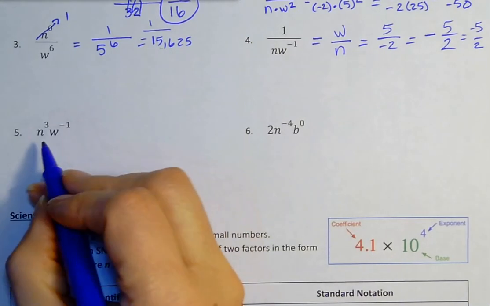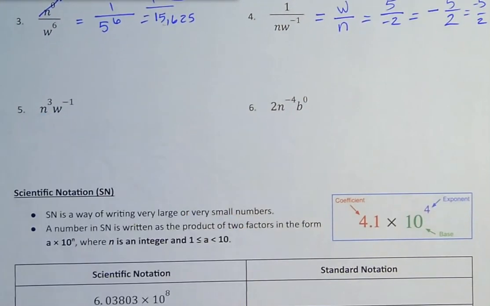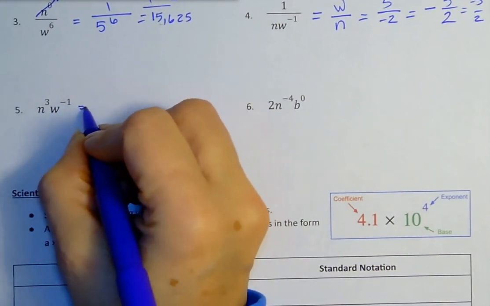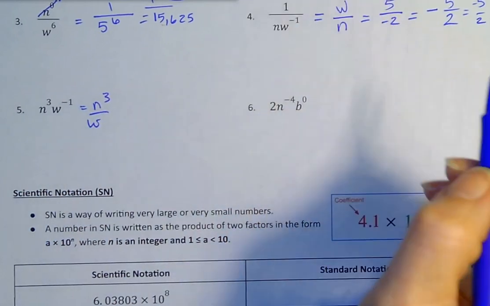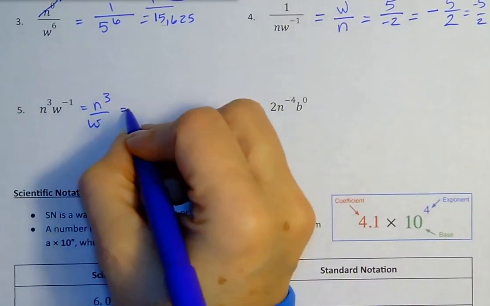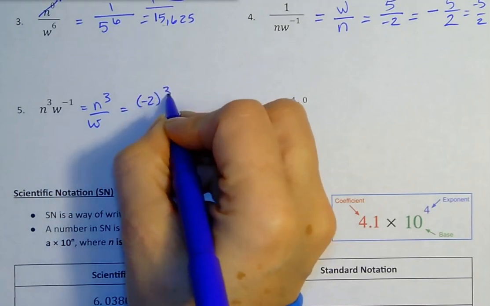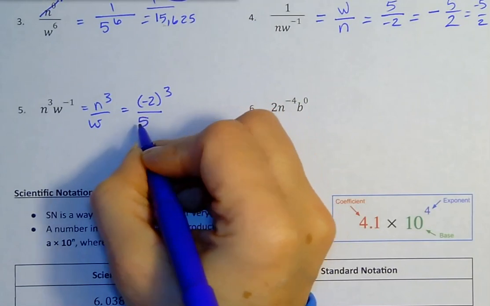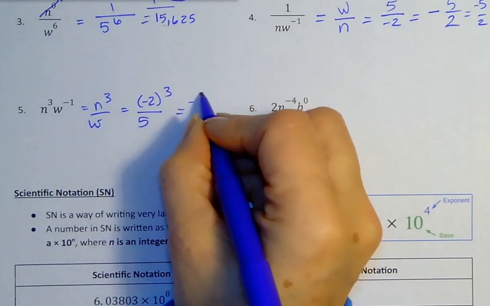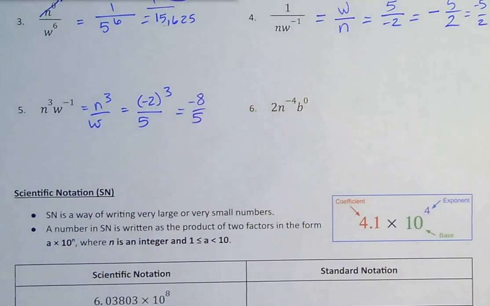Okay, n to the third times w to the negative 1 is really n to the third over w, and we know our n from the top of the page is negative 2, so that is negative 2 in parentheses, because that's what I'm plugging in as n, over w. So that's going to be negative 8 over 5.